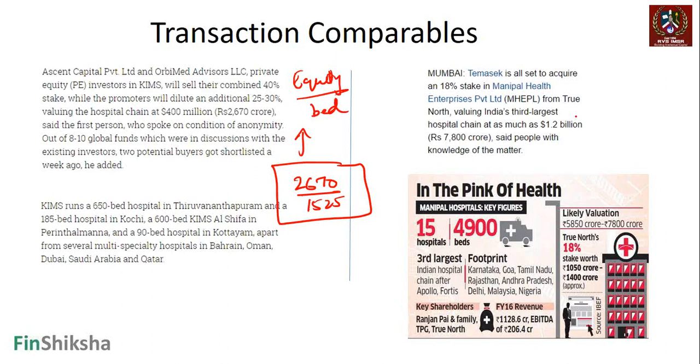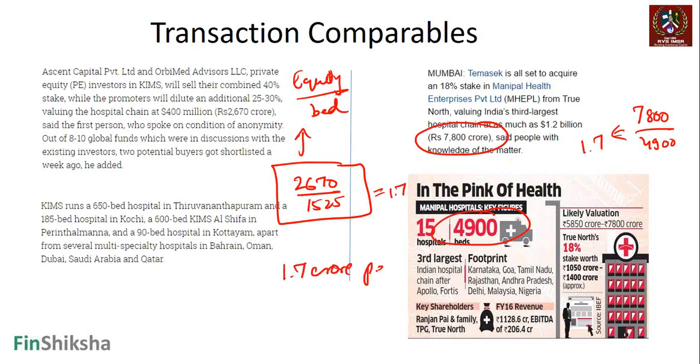Here the company is being valued at 7,800 crore, number of beds is 4,900. So you're valuing it at this, which is again going to be approximately equal to 1.7. This is also 1.7. So you're saying 1.7 crore per bed is the value that you're giving, which means if there is a 1,000-bed hospital, your value should be 1,700. That's how we use the transaction comparables method, right?